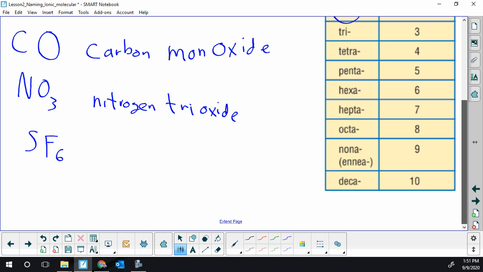Okay. So SF6. Again, we have a lot of these examples where the first atom has just one of them. So write sulfur, don't alter it. Our F, we've got 6 of them. So we have to use hexa and then change the ending to IDE. So sulfur, hexa, fluoride.